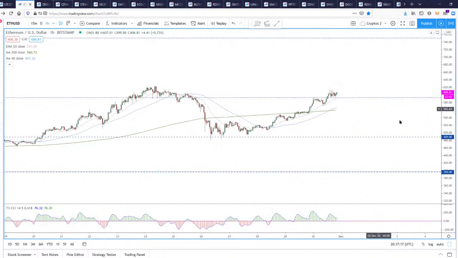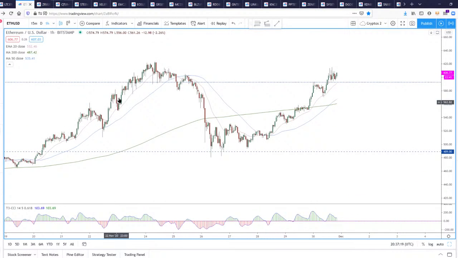If I look at it now here on the hourly, you can see when we got above it before, we tried to hold it and then we lost it. We're holding above it pretty nicely today.